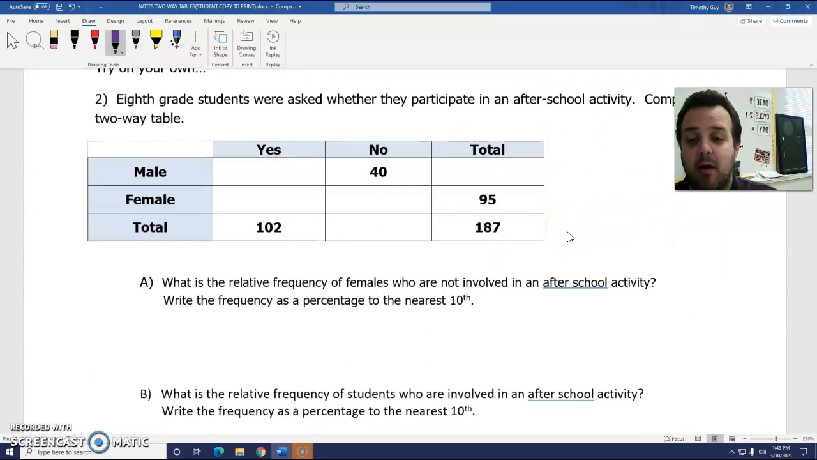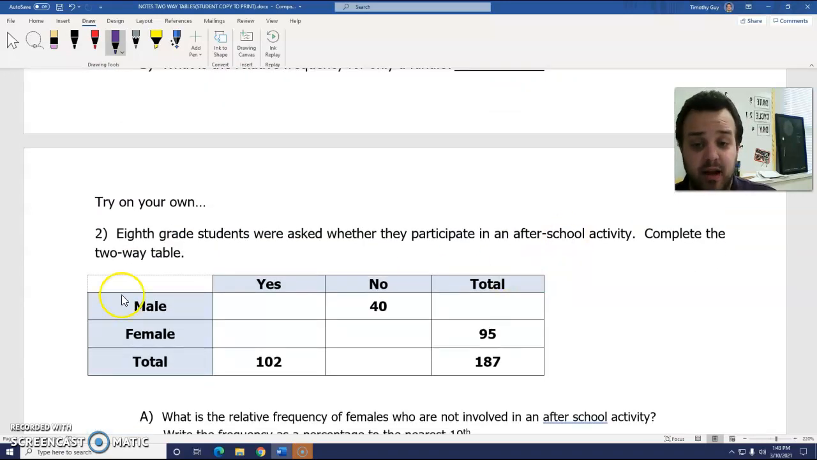Okay, now we're going to look at another problem here. Here's a bunch of 8th graders. They were asked to participate in after-school activities. Do you participate in after-school activities? And they gave these answers, and we're supposed to fill in the rest of the two-way table. So here's what I want you guys to do. Go ahead and pause the video. I want you to try to fill in the rest of this two-way table, and then go ahead and unpause, and we'll talk about our answers together.